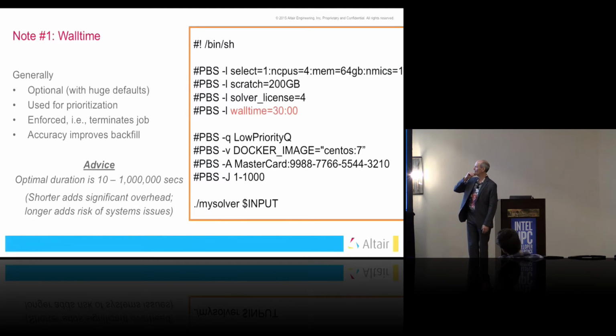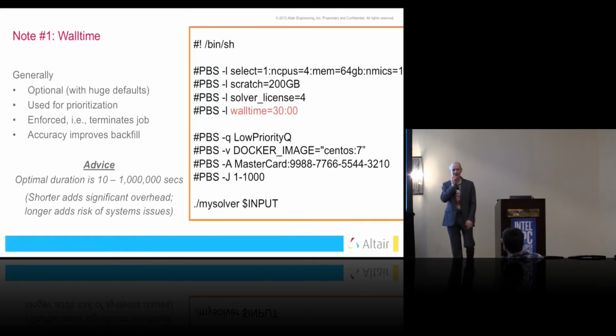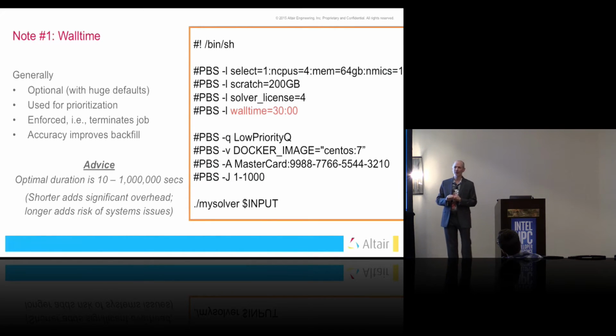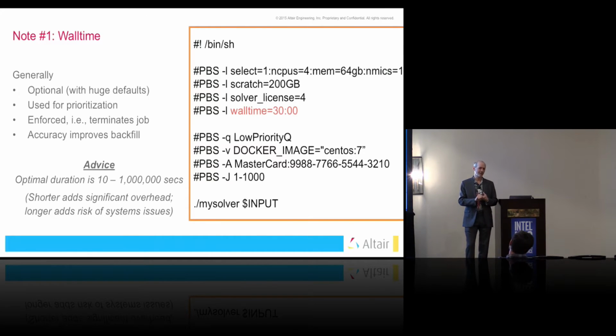But one place to start with is this notion of wall time. A lot of sites just have wall time as optional, so maybe you don't need to worry about it. But some sites actually use wall time, so you might need to worry about it. The deal with wall time, though, is 2 things. One is it's often used for prioritization. So the more accurately you supply wall time, often, the sooner your job will run. So you don't want to be too far off.